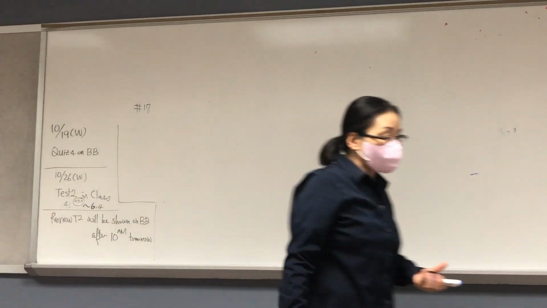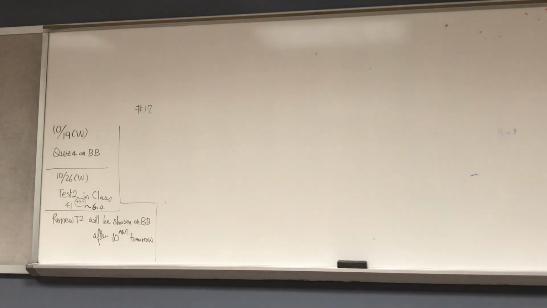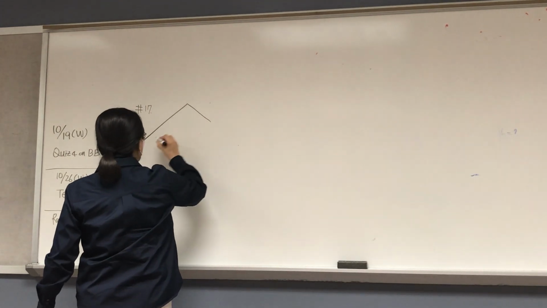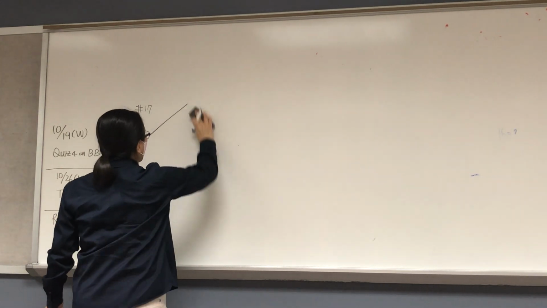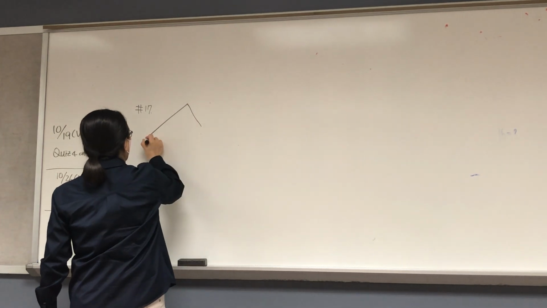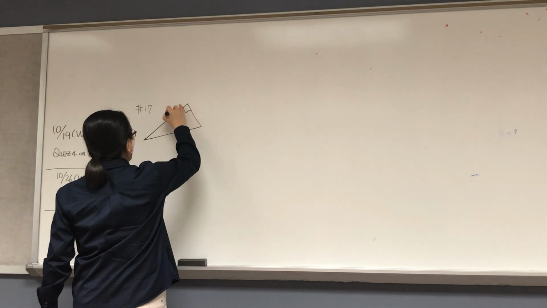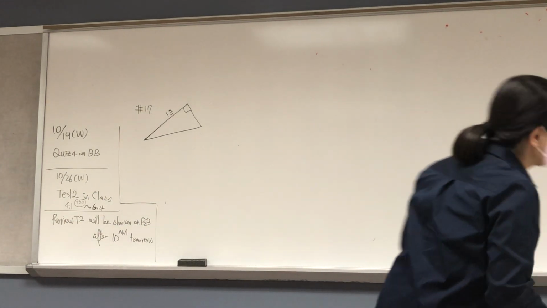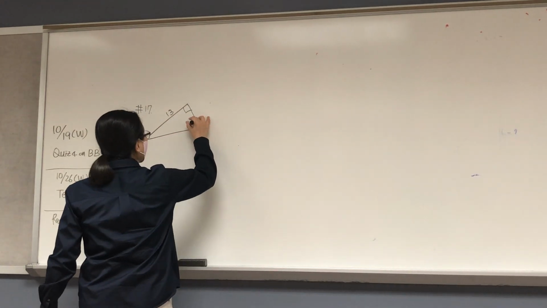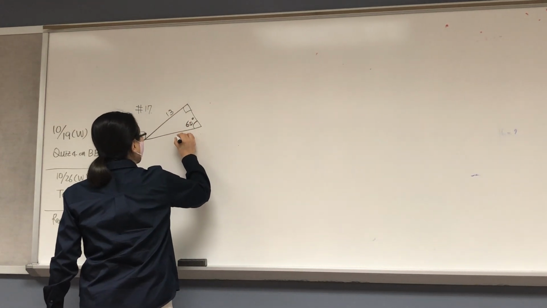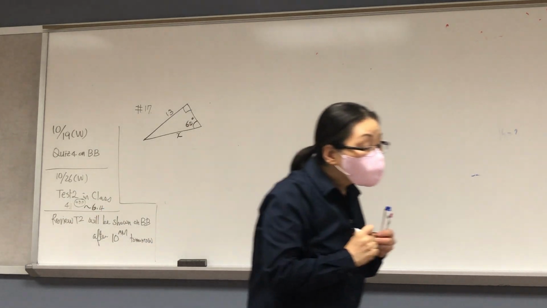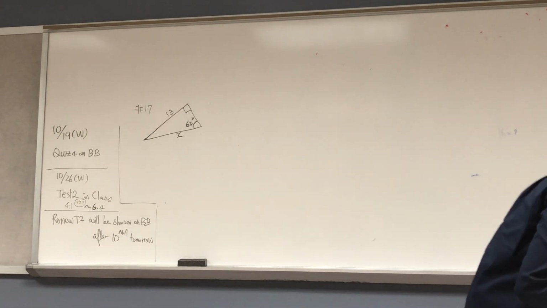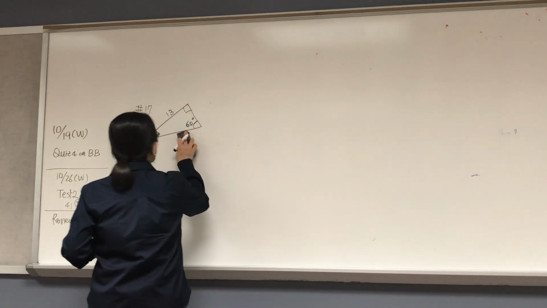Find x. What's the picture? The hypotenuse is 13 and the angle is 60. This is x, right? Opposite. Yeah, x is good, 13.